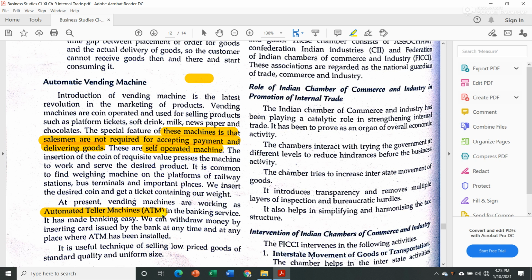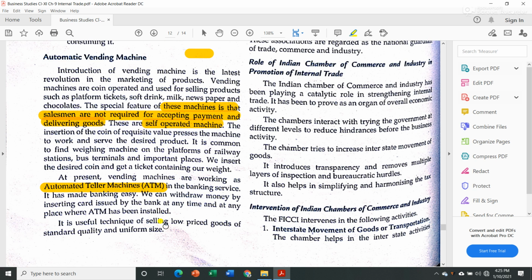We have ATMs as vending machine in the banking service. It has made banking easy. We can withdraw money by inserting card issued by the bank at any time and at any place where ATM has been installed. Now through ATM, when you have a debit card or ATM card, you can insert it and withdraw money. But nowadays there are ATMs where you can deposit your money as well. These are not that much famous, but in some banks in Imphal, they have this facility where you can deposit your money through ATM as well.